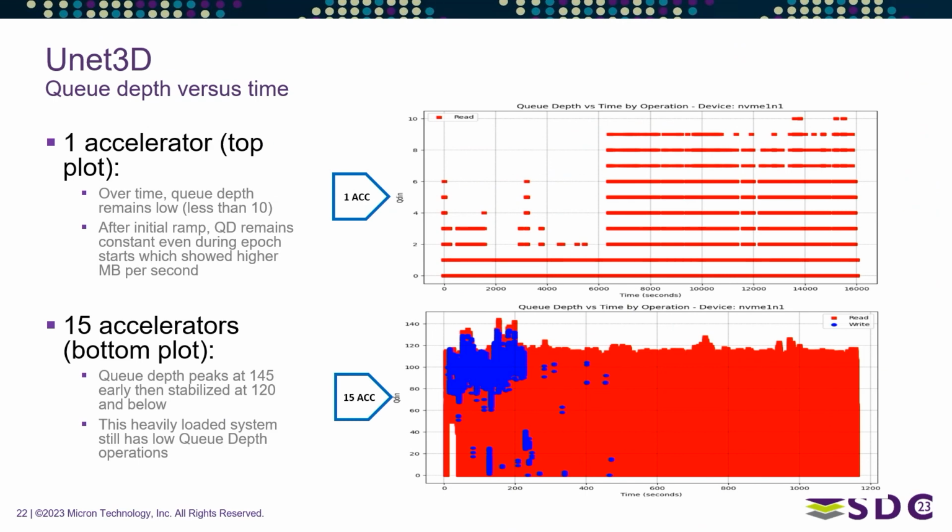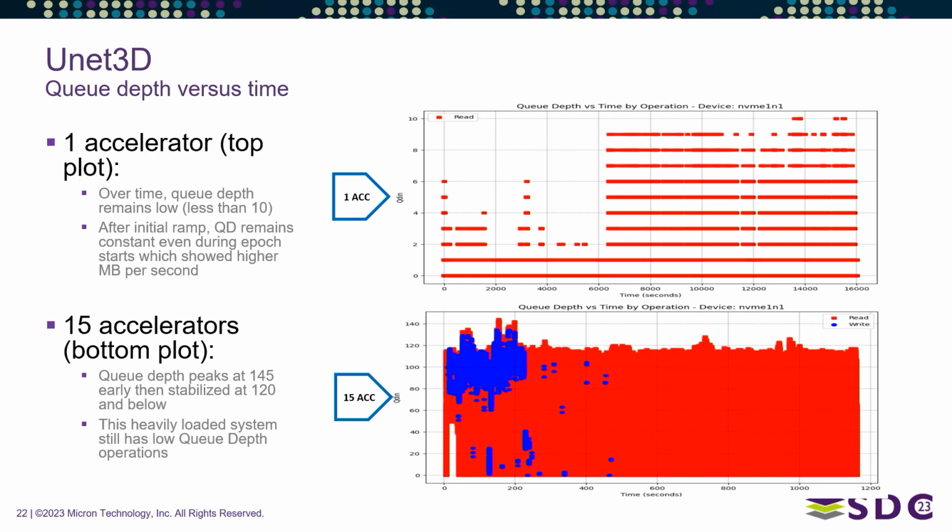Another thing we can look at is the queue depth of the drive over time. With one accelerator, the drive never actually gets above a queue depth of 10. The way we determine this is by looking at the start times and end times of transactions and doing a calculation to see what the queue depth is at any given transaction. We calculate that for every transaction in the log, and as things complete, we reduce it. As things start, we increase it.